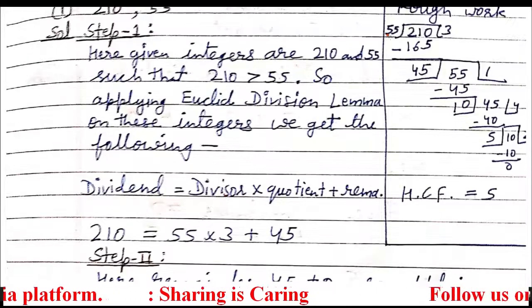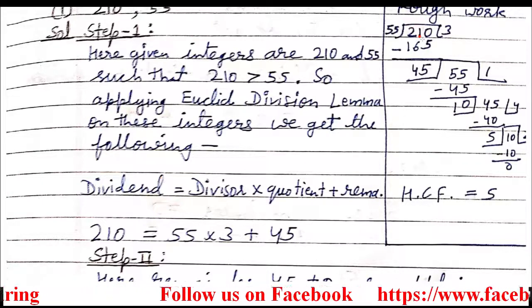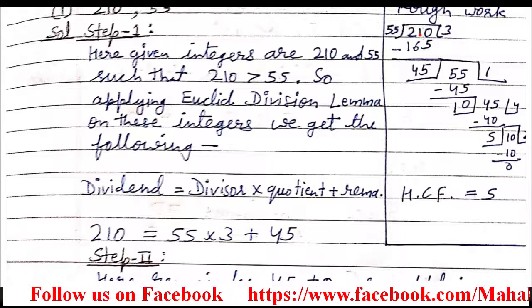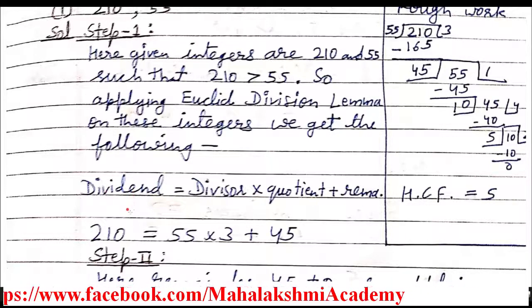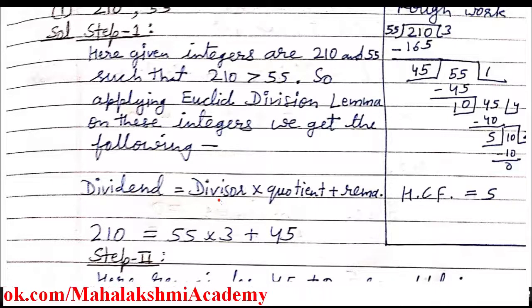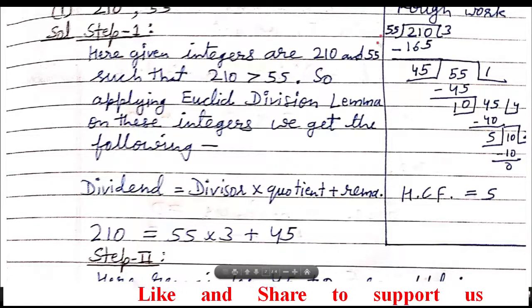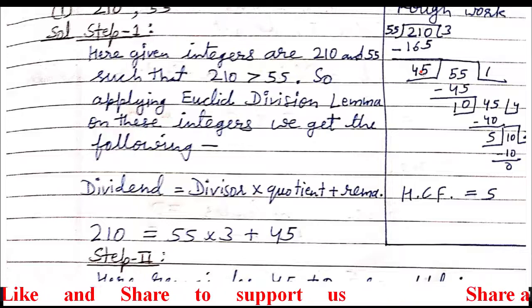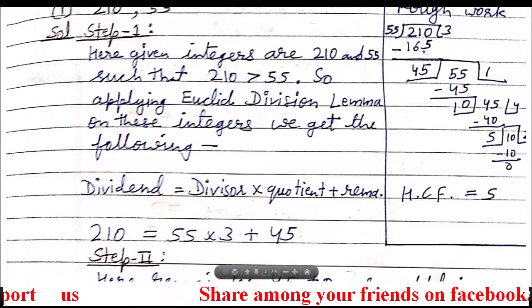Now from the first step we have to select all these. What is the dividend? Dividend means the number which we are dividing, and this is 210. So instead of dividend, just write down 210. Now divisor means the number by which we are dividing, so 55 is our divisor. Now quotient is how many times we divided, that is 3 times. So 3, and the remainder we achieved is 45. So this is our Euclid's division lemma. Now the first step is completed.